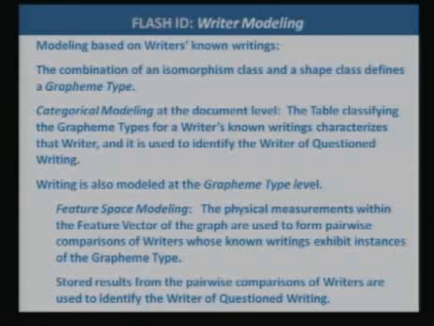That's modeling within the grapheme type level, again, where writers are most alike, and it's feature space modeling. We use those measurements, a very high dimensional set of measurements, in order to tell apart writers whose known writings exhibit instances of that same grapheme type by pairwise comparisons of writers at that level. And then the information that we grasp from those pairwise comparisons is stored in a database for later analysis when we assess the writership of question writing relative to the database of interest that we modeled.